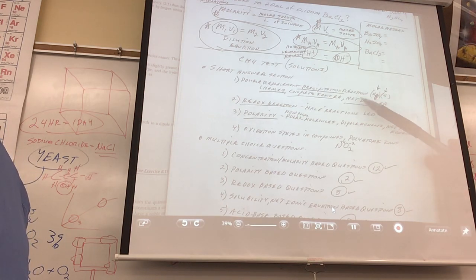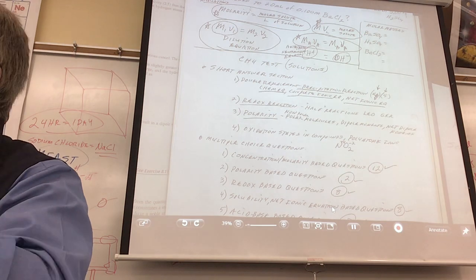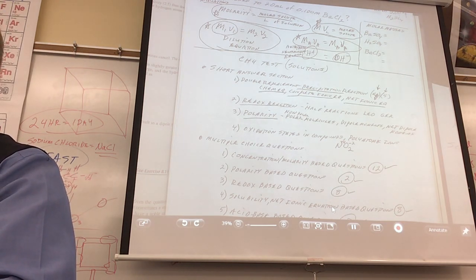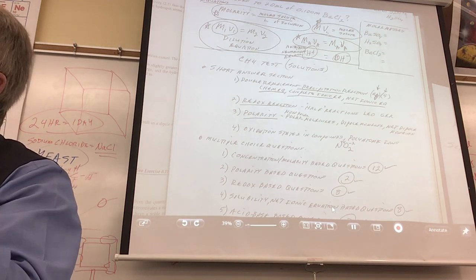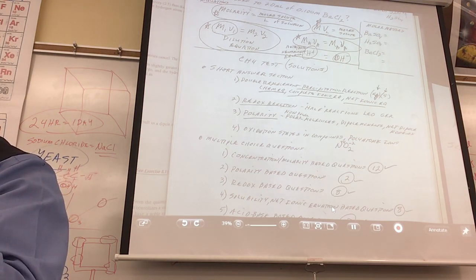You're going to have a short answer that has to do with double replacement reactions. What are the two kinds of double replacement reactions? Precipitation. Remember how we wrote those out? We wrote the chemical equation, then the complete ionic equation, and then the net ionic equation. So you'll have to do that to show me you can do that.